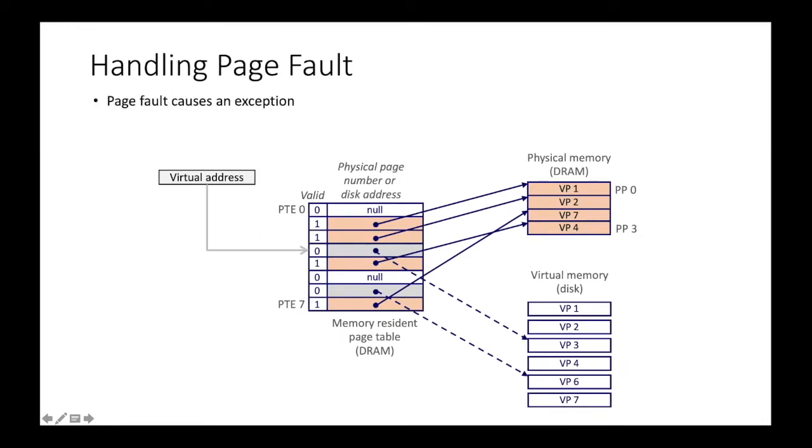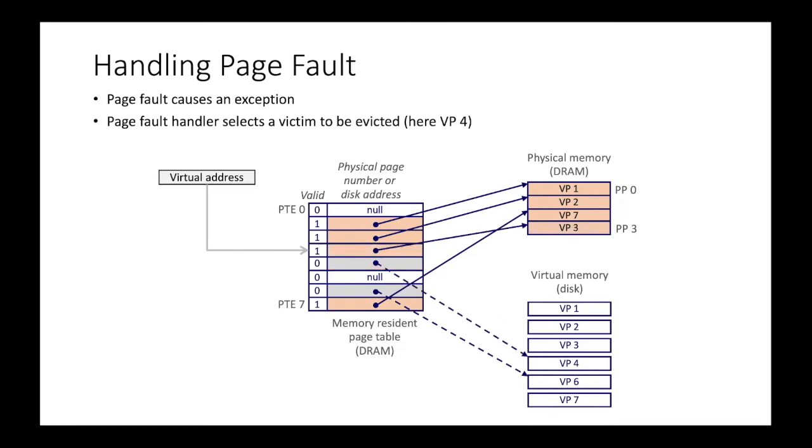Page fault causes an exception. For example, from the valid bit of the page table, we know that the requested virtual page number 3 causes the page fault, and the exception handler selects a victim page in physical DRAM to load virtual page number 3.